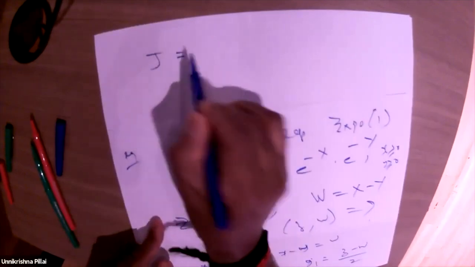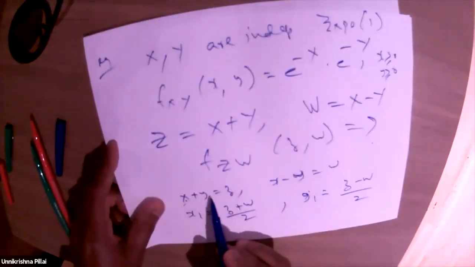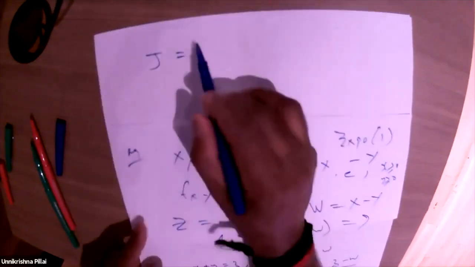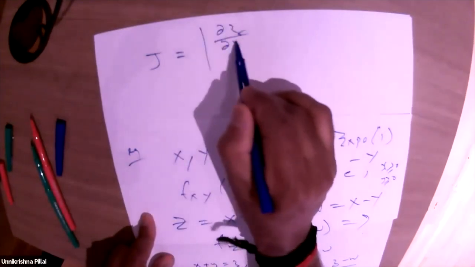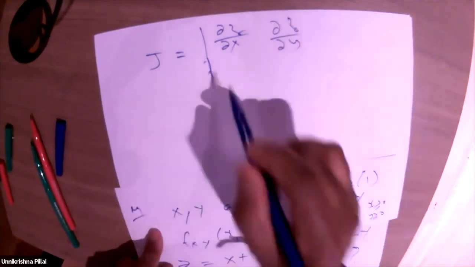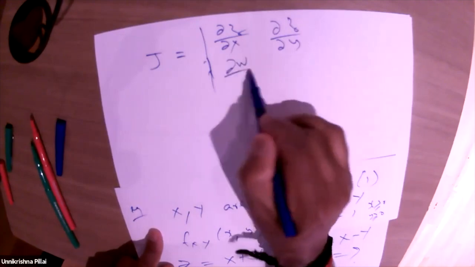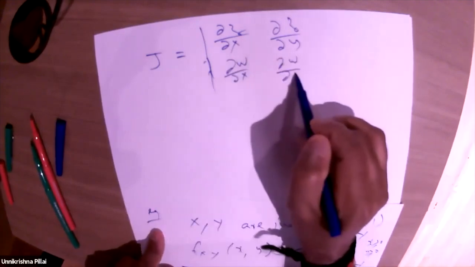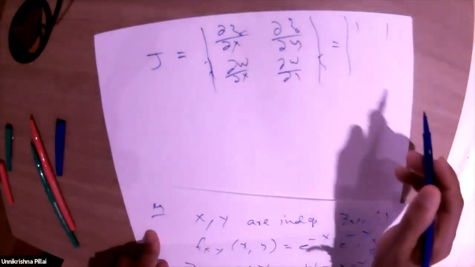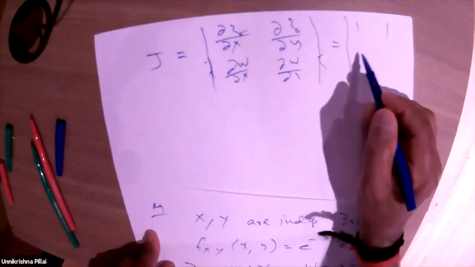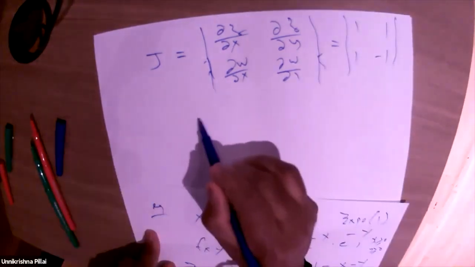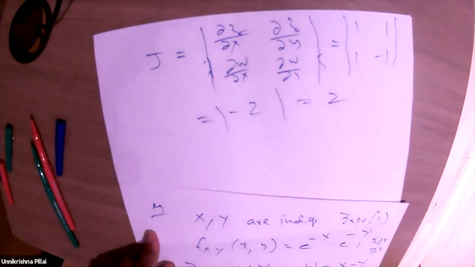And the Jacobian, in this case, we can take the derivative with respect to X and Y easily, right? DZ by DX is 1. So I'll do this one, DZ by DX, DZ by DY. This will go into the denominator, DW by DX, DW by DY. So Z is X plus Y, so this is 1, 1. The other one is X minus Y, so 1, minus 1. So the Jacobian is minus 1 minus 1, so that's minus 2. Absolute value is 2. Right? There's one solution.